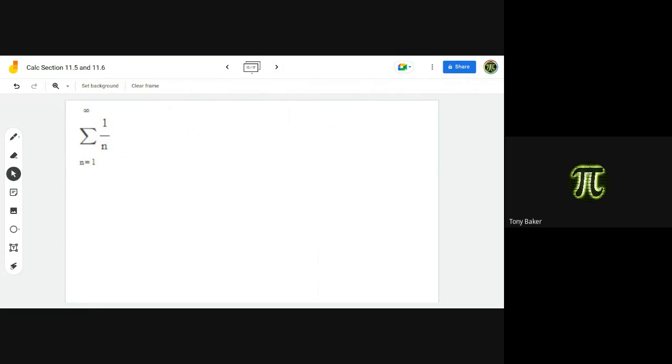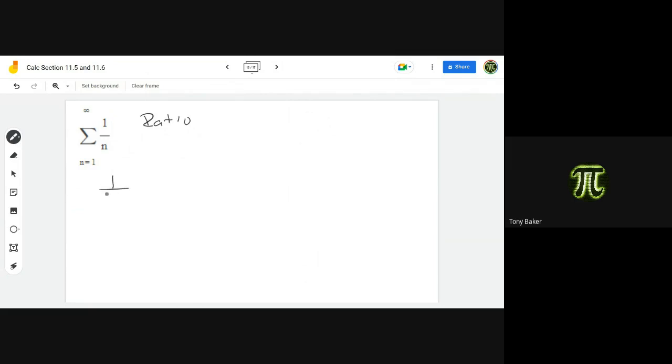What's this one? This is the harmonic series, and this one diverges. So we know this one diverges, right? I'm going to do a quick ratio test on this just to show you what happens. We know it diverges. We have a rule for it. It's a P series. It's equal to 1, so we know it diverges. But I want to show you the ratio rule with this one because it's important.